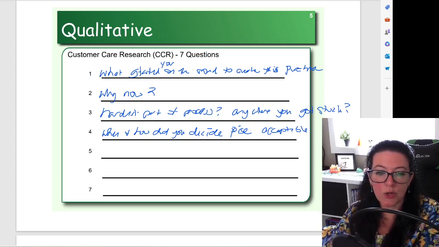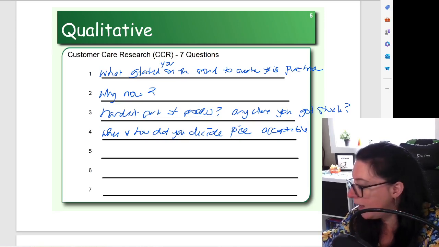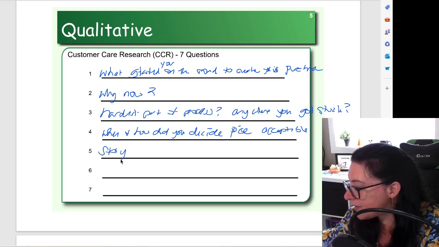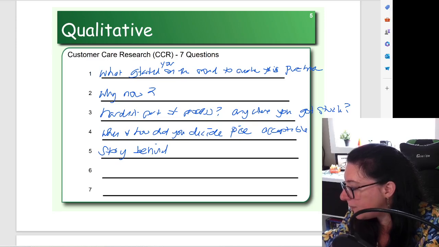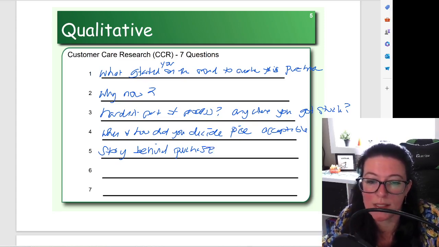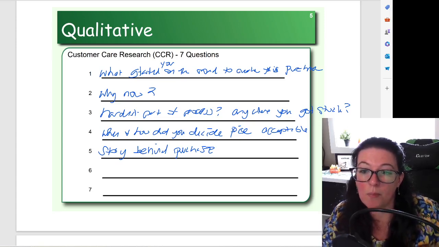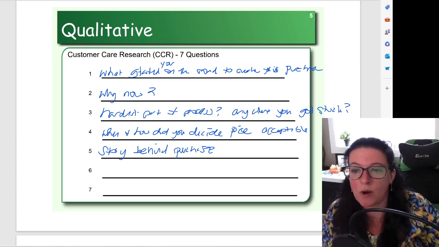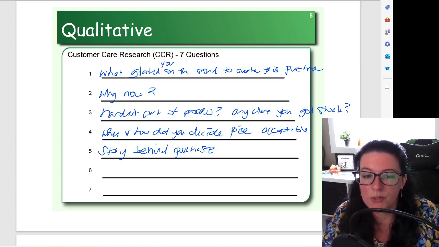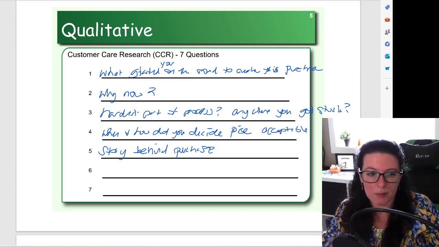We could ask about the story behind the purchase, or if there was someone else involved in the process who could help describe the story. Did they consult family members? So if it is a married couple, did they both decide? Is it one person who made the decision? So how is it that they made this purchase?